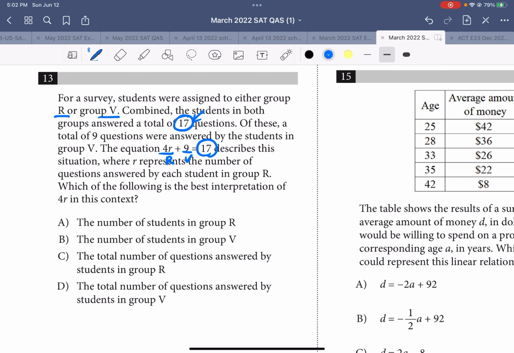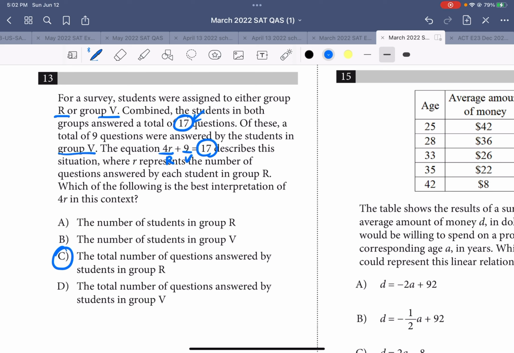Where R represents the number of questions answered by each student in group R. So which of the following is the best interpretation of 4R in this context? Okay, so this one is the number of questions answered by students in group R, right? So that is the 4R in here, because the total is 17 questions and 9 represents the number of questions answered by group V. So then 4R means the total number of questions answered by group R.